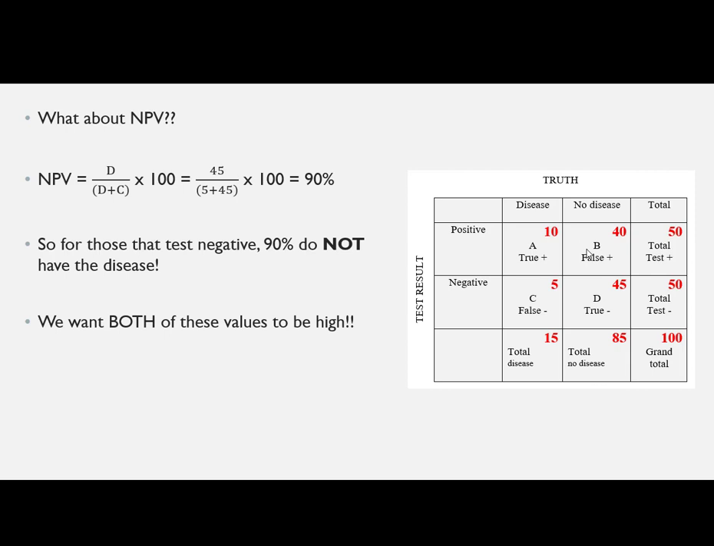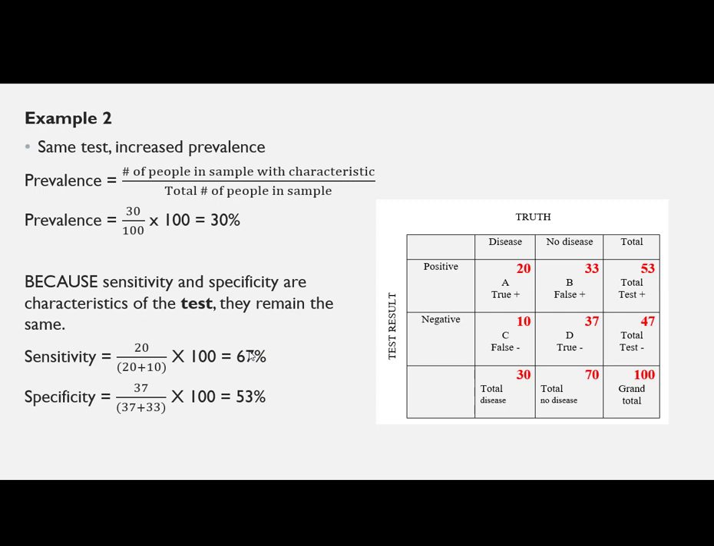What about the negative predictive value? Remember, that's this cell, those true negatives divided by the false and the true negatives. So 45 divided by 5 plus 45, or 45 divided by 50, which is 90%. So for those that test negative, 90% do not have the disease. But we want both of these values to be high.